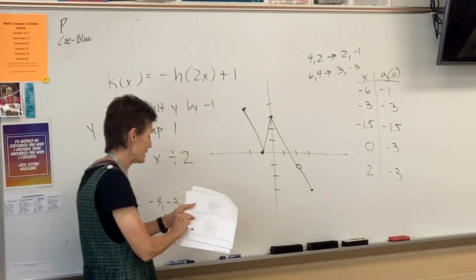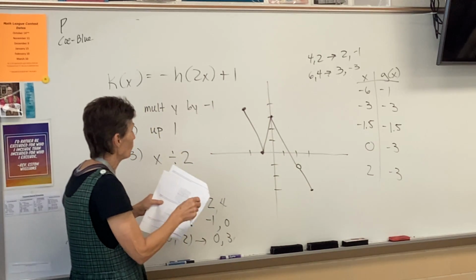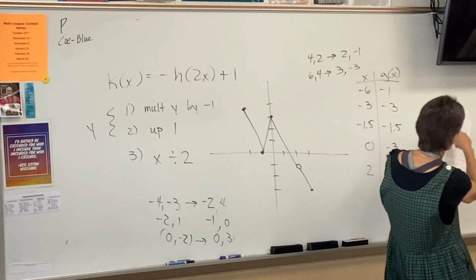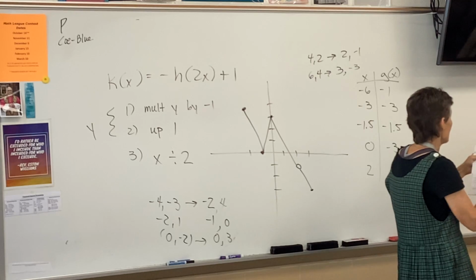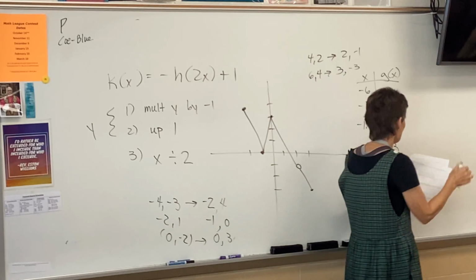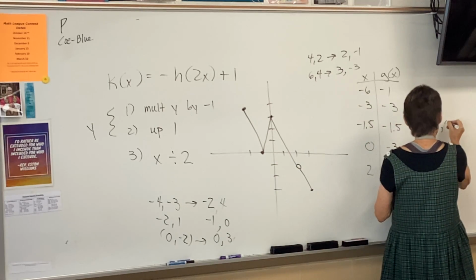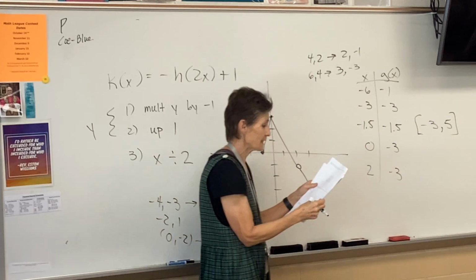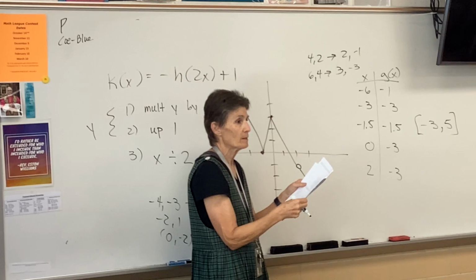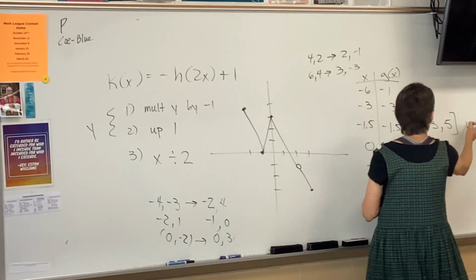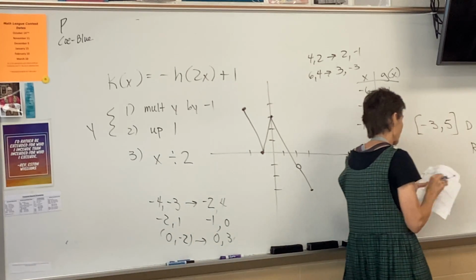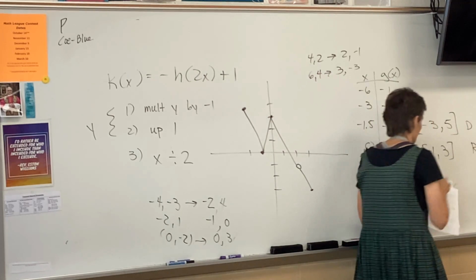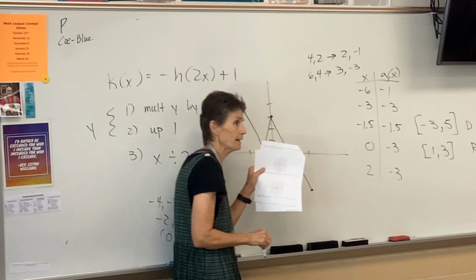Go back to example 3, which was that picture there, that semicircle thing. And it says the domain is -3 to 5. All right, look at the picture. Would you agree with that? That the domain is -3 to 5? And the range is 1 to 3. Does that make sense to you when you look at it?